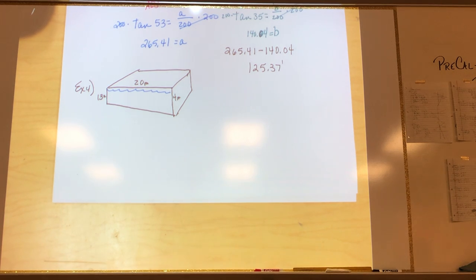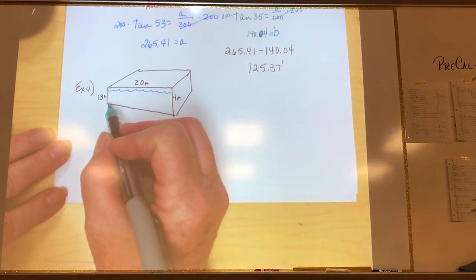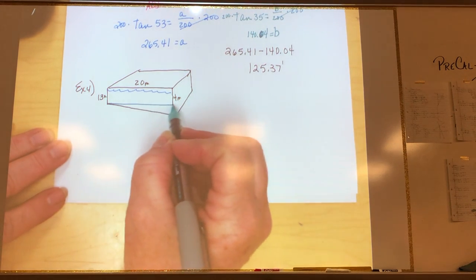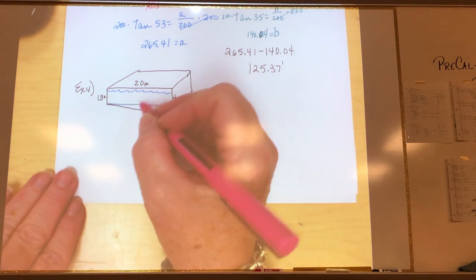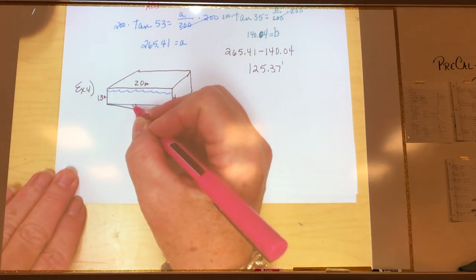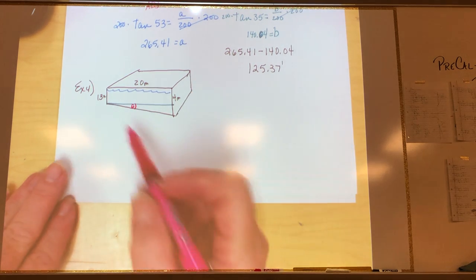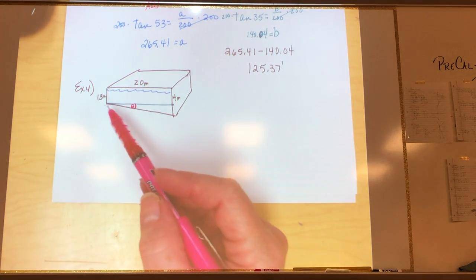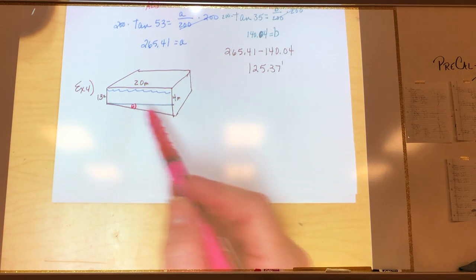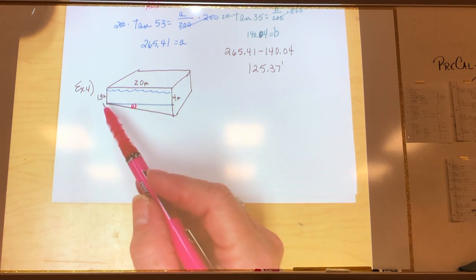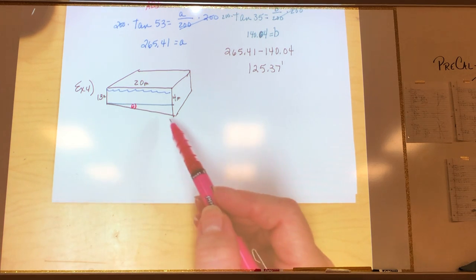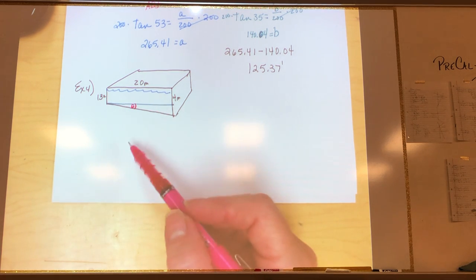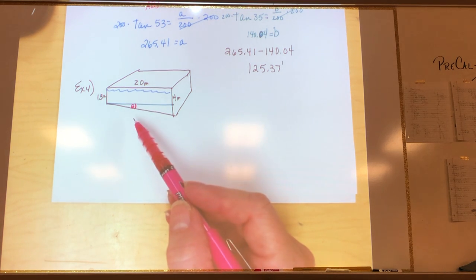I want to draw a horizontal, so I'll know what angle of depression I'm talking about. Do y'all know where it goes? Oh, it's horizontal, not vertical. This is my angle of depression right here. It's how far the bottom of that pool goes down from that horizontal.